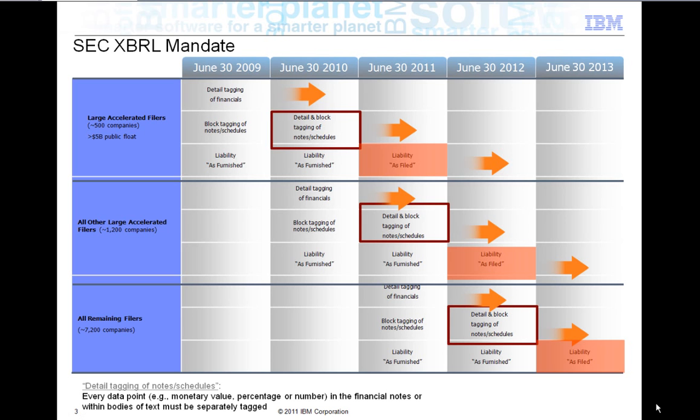There are a number of phases specifically, and the first phase typically deals with detailed tagging of your financial statements. There's also a block tagging exercise of the notes and schedules, and the liability is as furnished. As you enter into your second year of the timeline for the SEC's XBRL mandate, you are still required to bring forward all of your detail and block tagging of notes and schedules. However, the liability now becomes as filed, and we'll discuss what that perhaps means for you and your organization later in our session today.